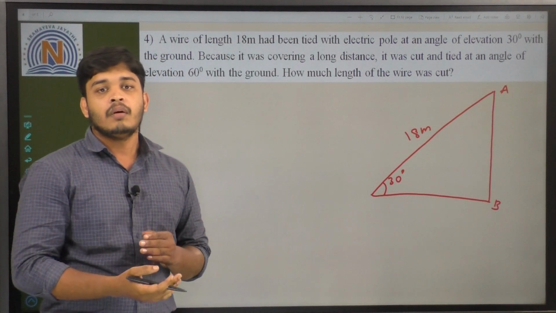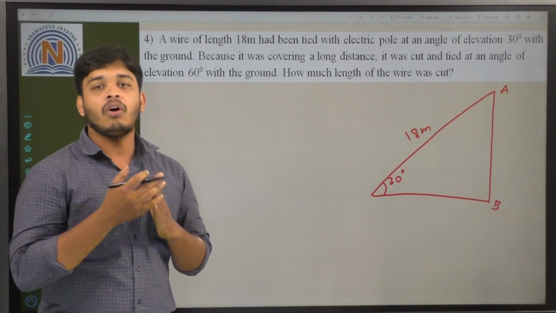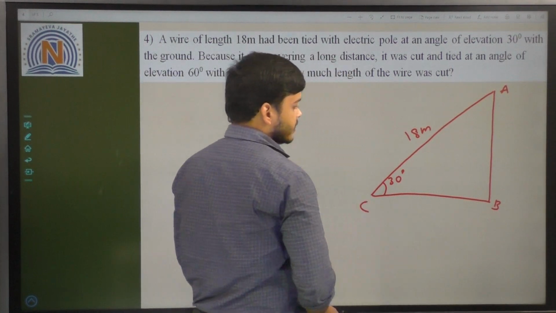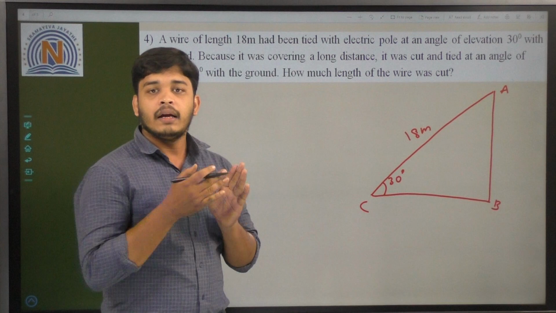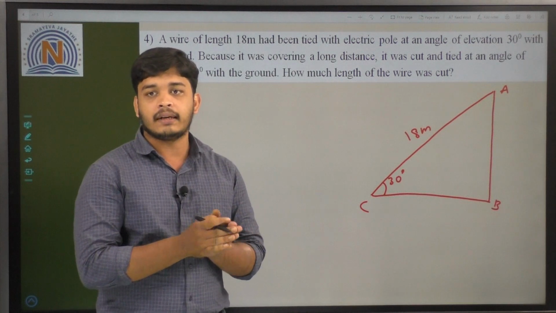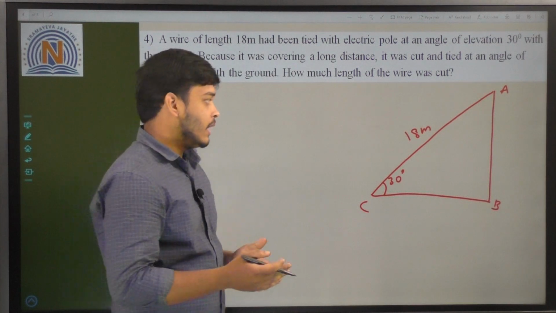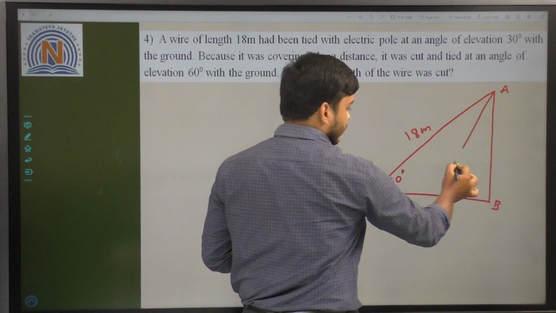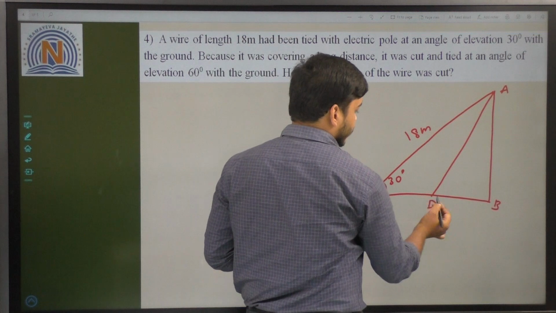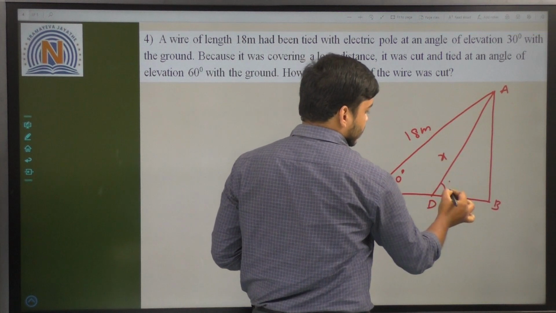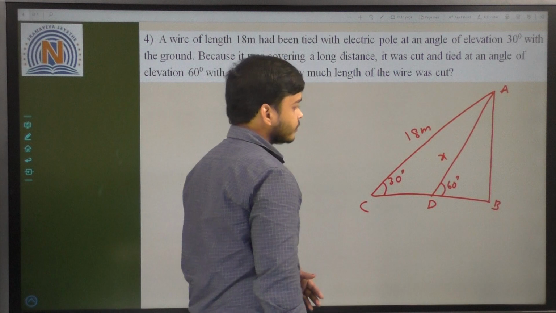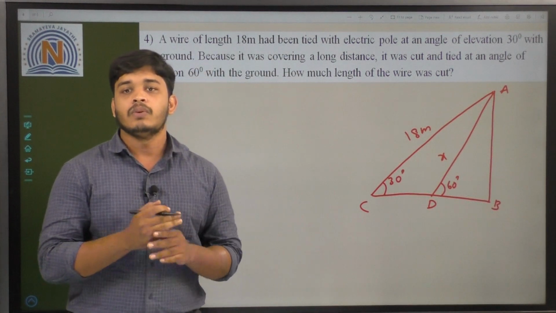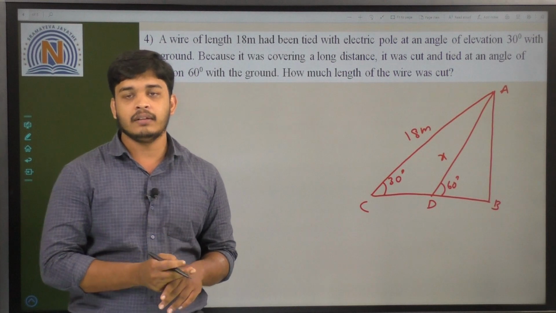Because it was covering a long distance, it needs to be cut. It was cut and tied at an angle of elevation of 60 degrees. So the wire is cut and tied at a point, and this is 60 degrees. What is being asked is: how much length of wire was cut?